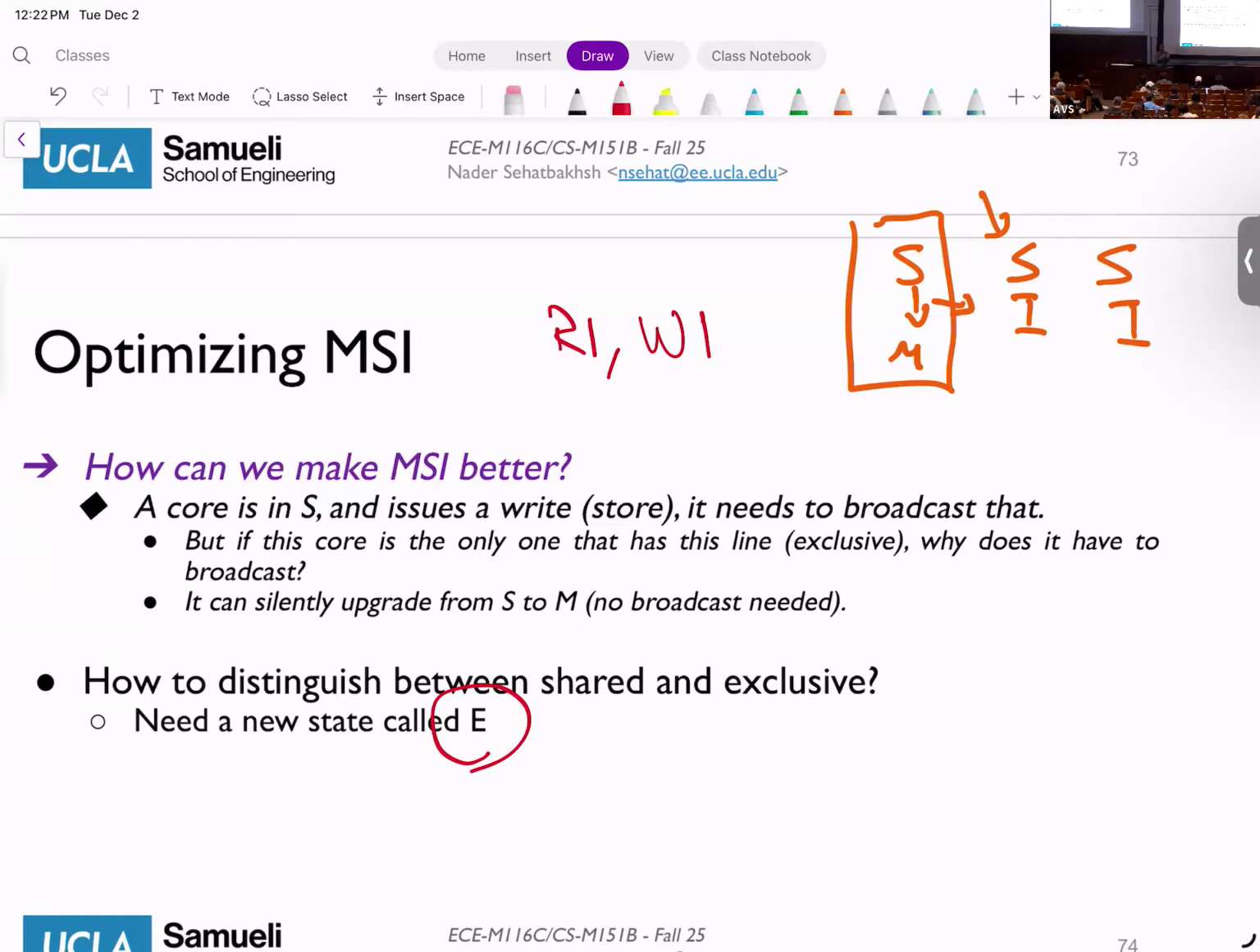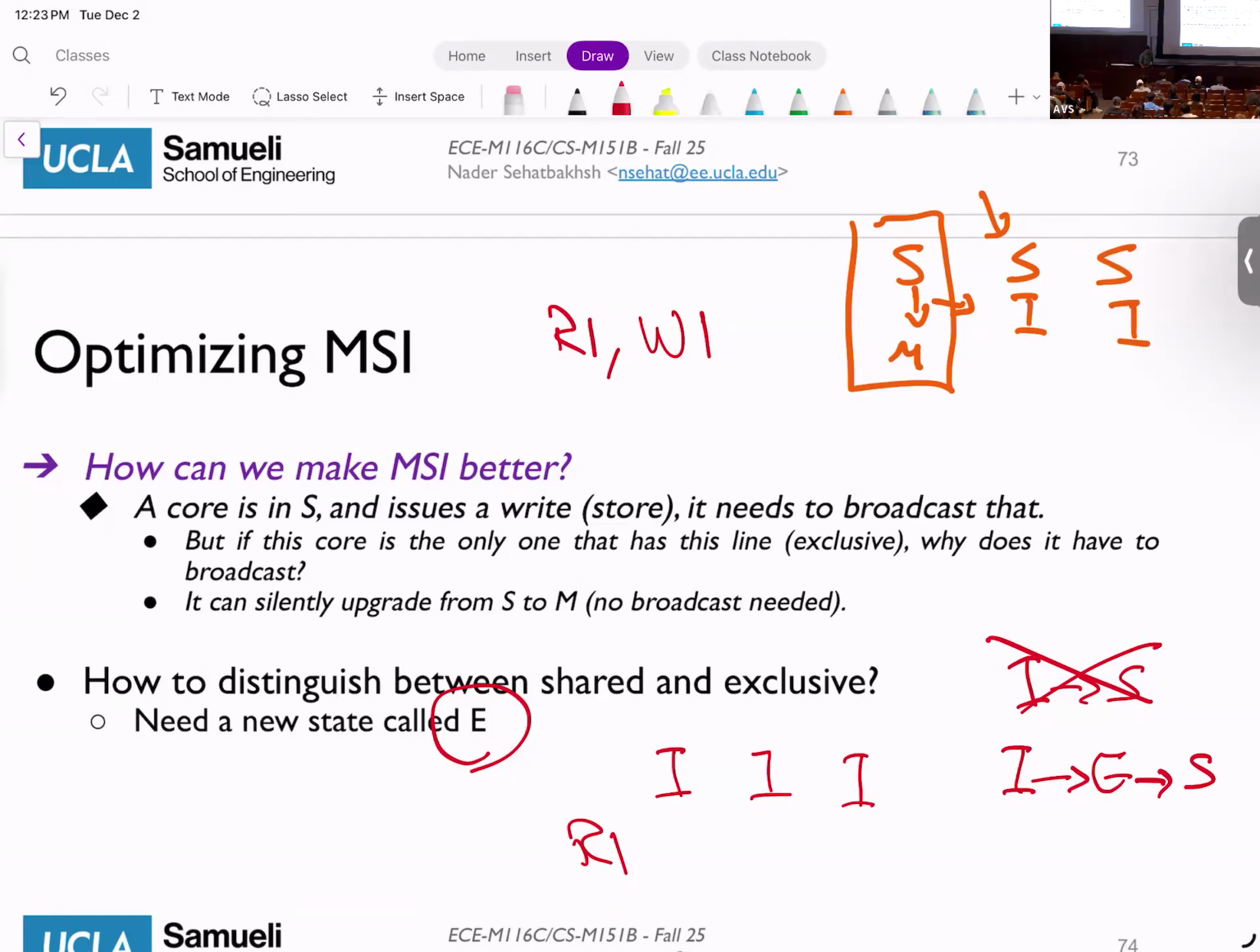E is the same as S. The only difference between E and S is that if this is an exclusive copy, it means that it's not really shared. We transition from I to E. So generally, here's the idea: if all of them are in I and someone wants to read, for example, R1, instead of transitioning from I to S, we transition from I to E because right now it's exclusive. Then if someone else wants to read it, we will transition from E to S because it's no longer exclusive, right? The benefit of this is that it removes the unnecessary broadcast when it's exclusive.